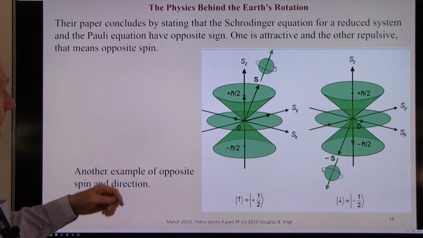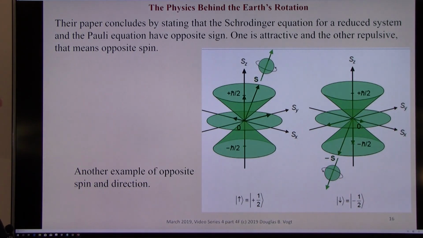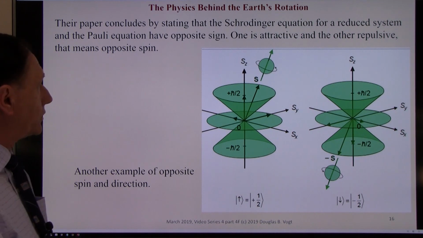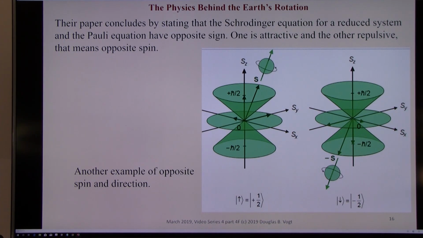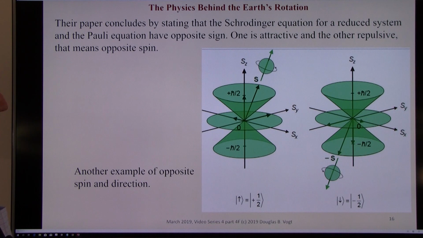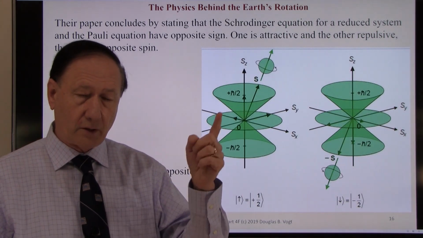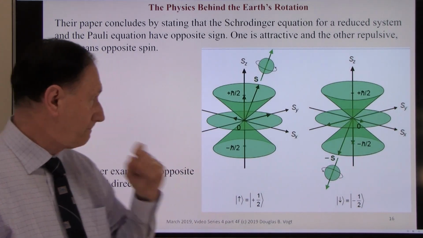The conclusion of the paper, the Chinese paper, was this. It's kind of important. The paper concludes by stating that the Schrodinger equation for a reduced system and the Pauli equation have opposite signs, positive, negative. One is attractive and the other repulsive. That means opposite spin. So the atom spins in a different direction depending on the phasing.